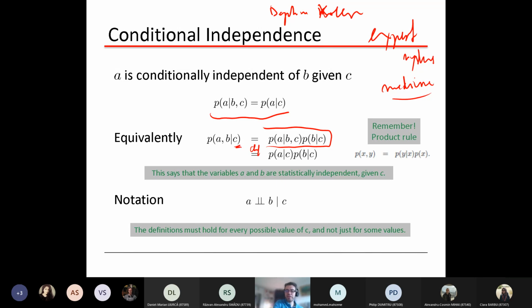So you see, if C is given, like if C is observed, A and B act as though they were independent. Only if C is given do they act as though they are independent. So they become statistically independent only if C is observed, and the notation is A, I don't know how to say that symbol, perpendicular, if you want, and we read it, A is independent of B given C.